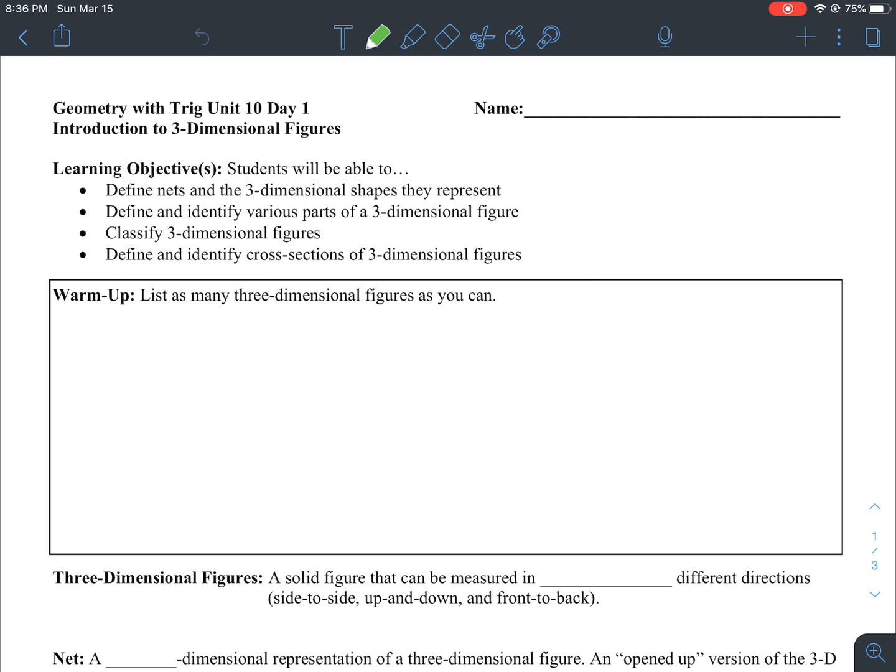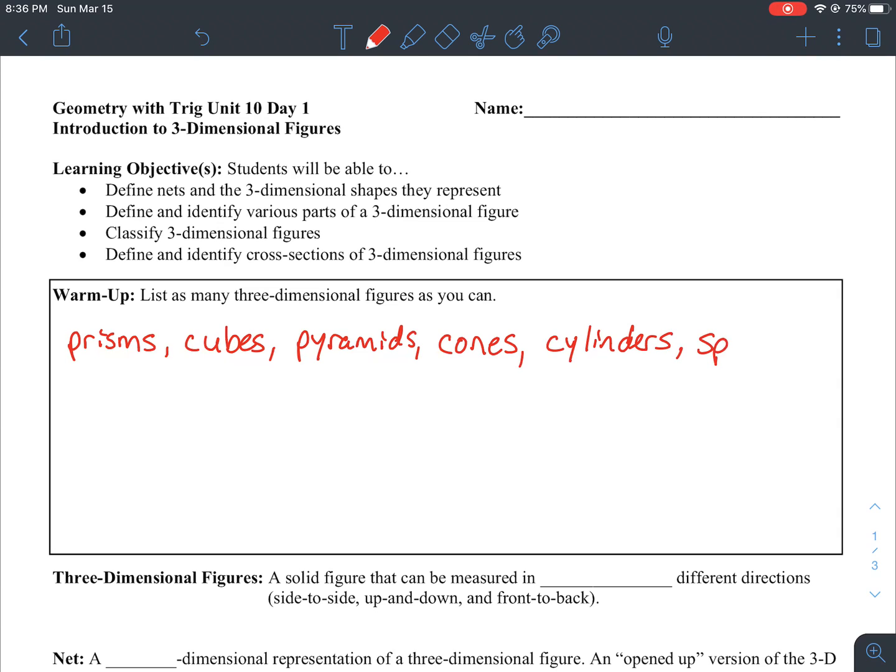So our three-dimensional figures that we'll be learning about will be prisms. Now those could be triangular prisms, rectangular prisms, a lot of different types of prisms, and we'll go into more depth over the next couple days with those. Cubes, which is a special type of prism. We've got pyramids. We've got cones. We've got cylinders. And then we have spheres. And then very closely related to spheres would be hemispheres, which would be half of a sphere.